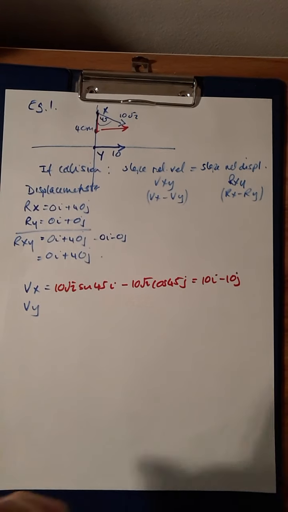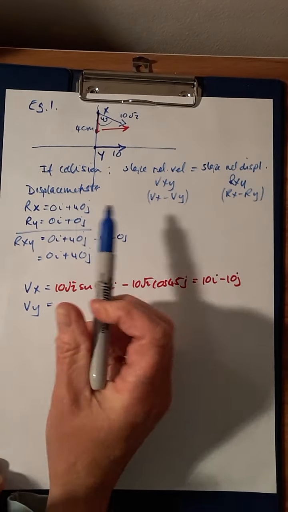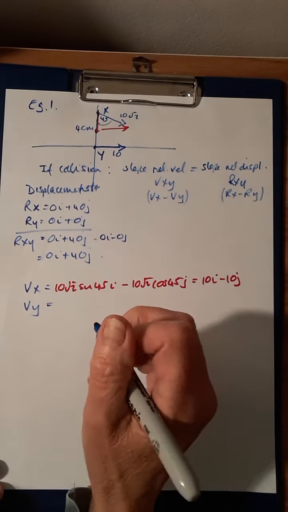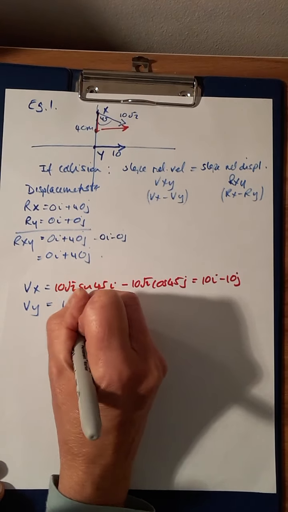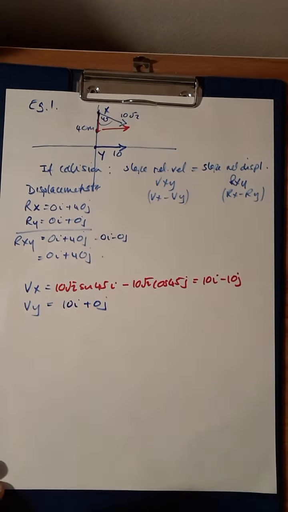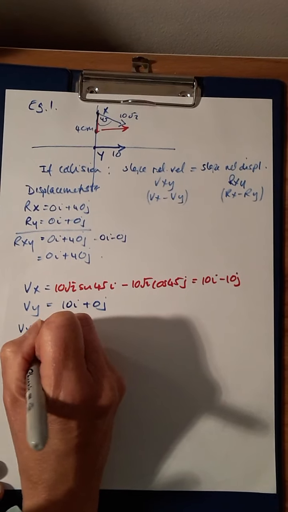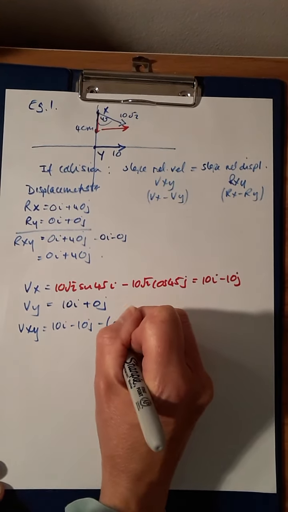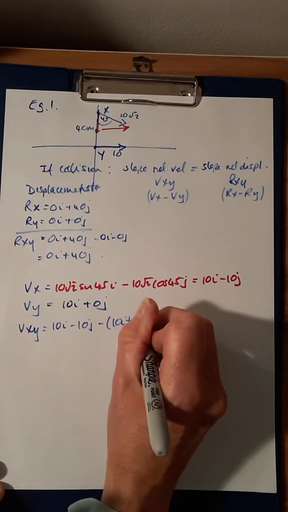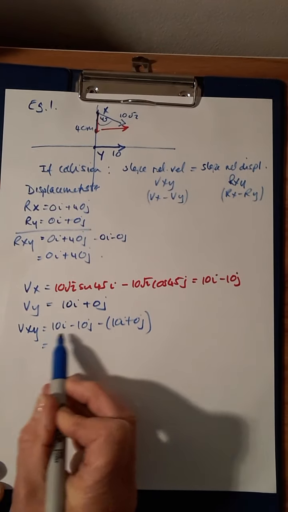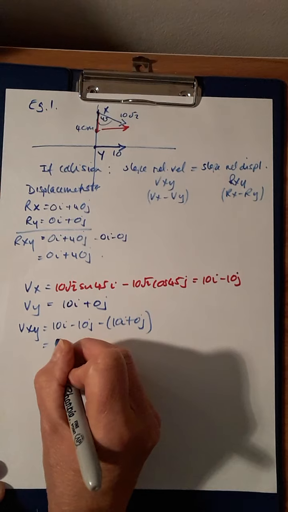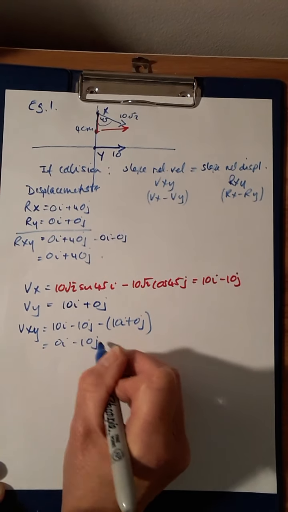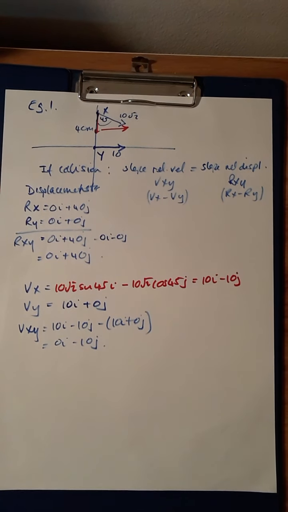And what's the velocity of y? Y is just travelling at 10 metres per second in an i direction, so that's going to be 10i plus 0j. So the vxy would be 10i minus 10j minus 10i plus 0j. And when I subtract those, I'll get 0i minus 10j. Okay, so now I have the relative velocity and the relative displacement.